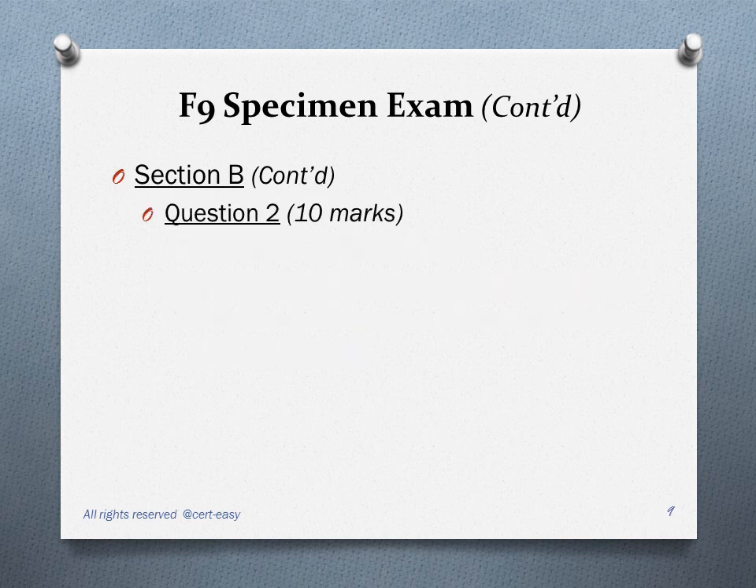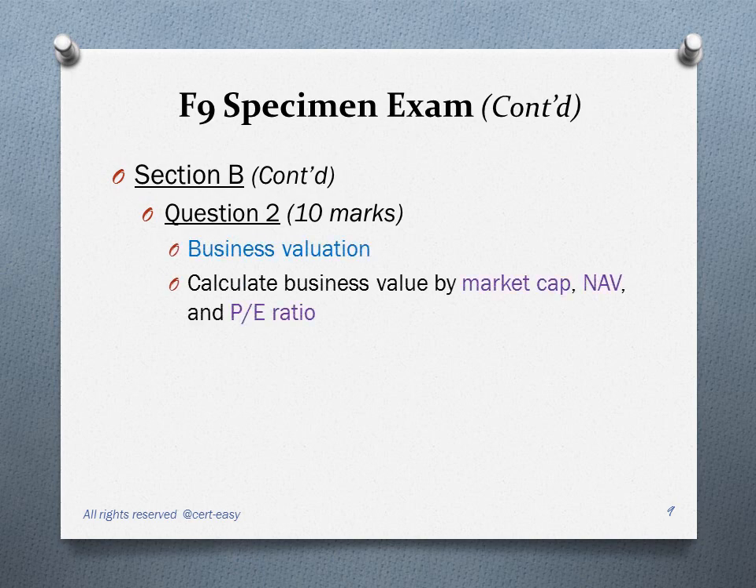Question 2 is still a short question of 10 marks. It's about business valuation. We should calculate the business value by means of market capitalization, net asset value, and PE ratio. On the other hand, we have to discuss the advantages and disadvantages of valuation by dividend growth model.